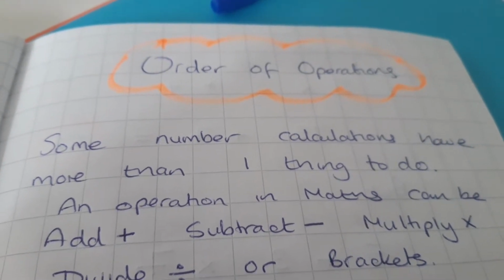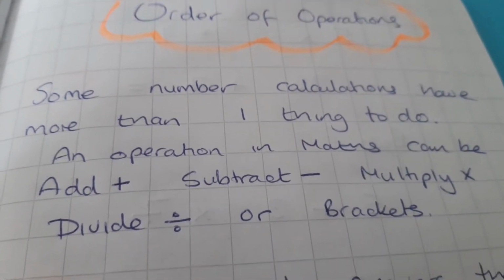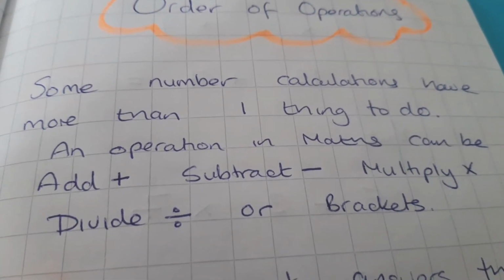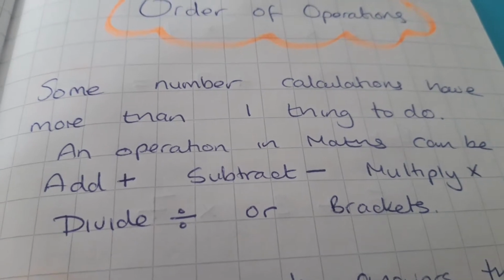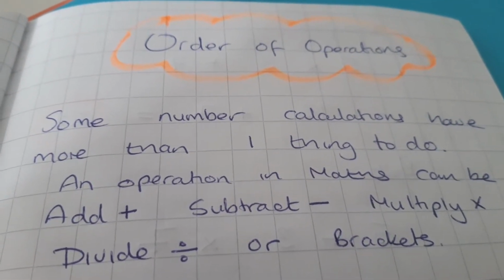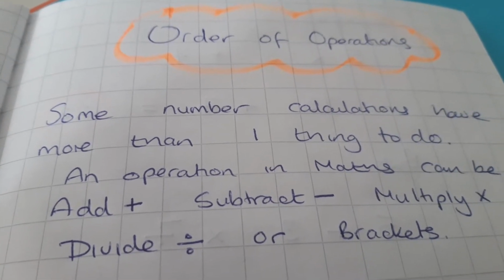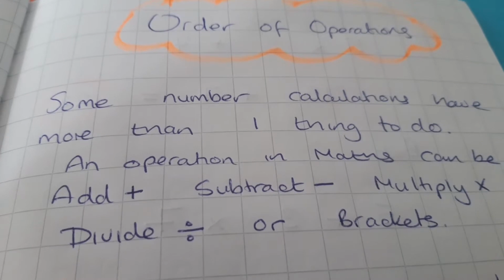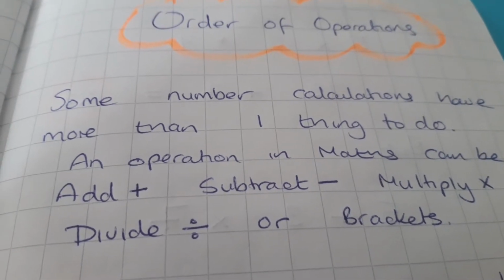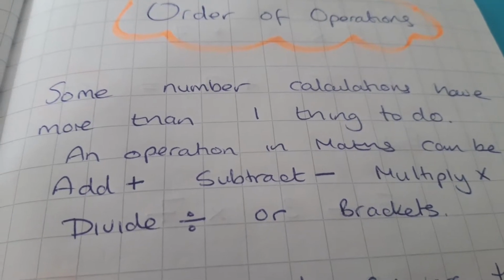Hello, we are going to look at a thing called order of operations. Some number calculations have more than one thing to do. An operation in maths can be add, subtract, multiply, divide, or brackets. And there's another thing called indices, which we won't be dealing with today, but it is called an operation. But we'll worry about indices another day.